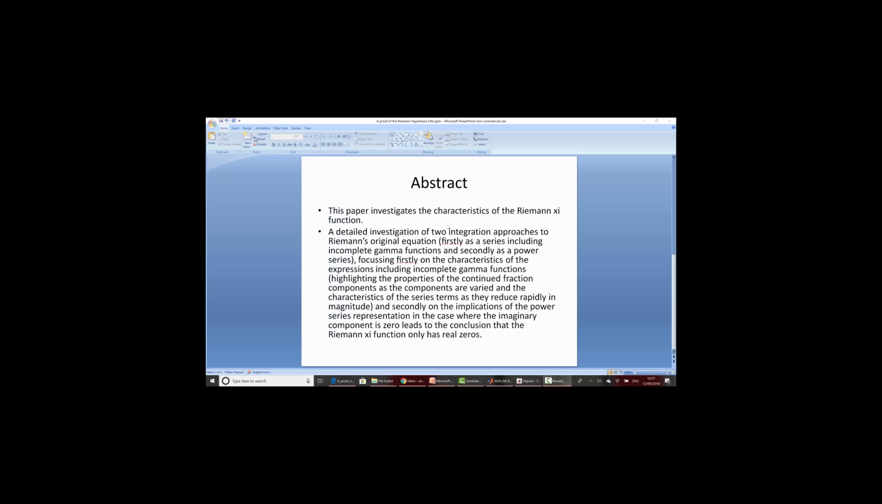Looking at the structure of the paper itself, it's in two main sections corresponding to the two different integration approaches to Riemann's original equation. The first giving a series of incomplete gamma functions and the second as a power series. We'll be looking at the characteristics of these two series and what happens when we vary the components of the series. Diving into the paper itself, both series start from Riemann's original equation from his 1857 paper, which we can see here.